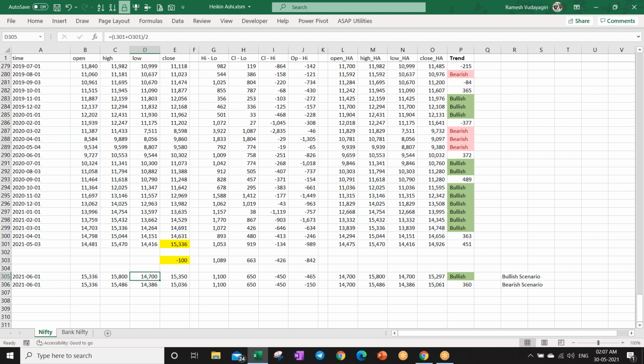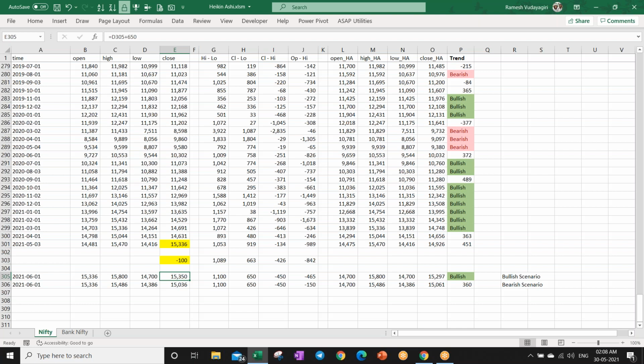So if that is the case, then once we visit the low of 14,700, we could see a high of 15,800 or 16,000 also possible. That's a possibility. And then the close could be around 15,300. It's possible that after visiting that, we can come down to 15,300 or 15,500, something like that. There's a possibility in case of the bullish scenario.